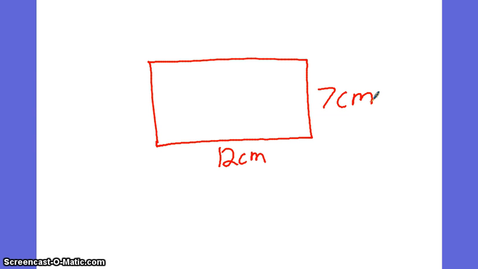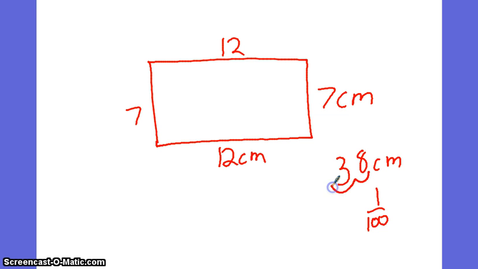Well, let's find out how many centimeters this is. The perimeter is 12 and 12, 7 and 7. 12 and 12 is 24, 7 and 7 is 14, 24 and 14 is 38 centimeters. Now, if you remember, a centimeter is 1/100th of a meter. So we're talking about not a large portion of a meter. So how much of a meter is that? Well, 100 has 2 zeros, so let's move the decimal 2 places to the left, and we find out that this shape is 38/100ths of a meter.